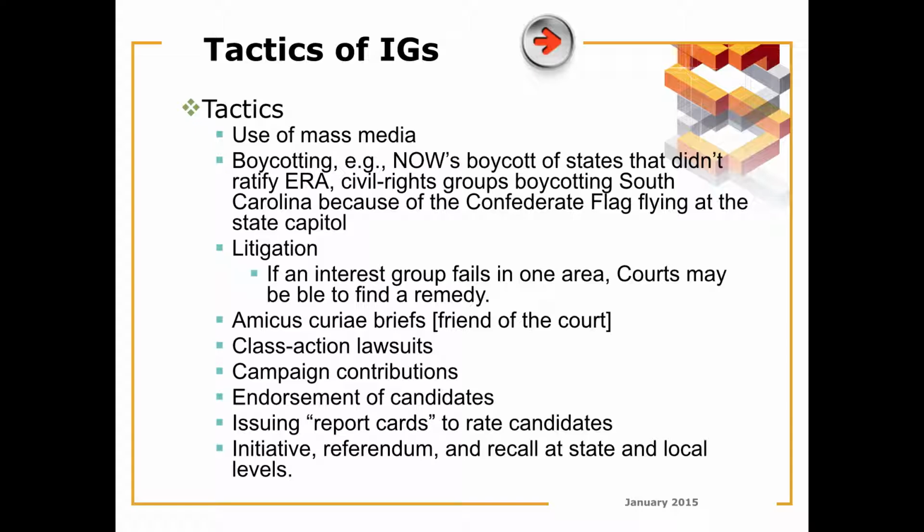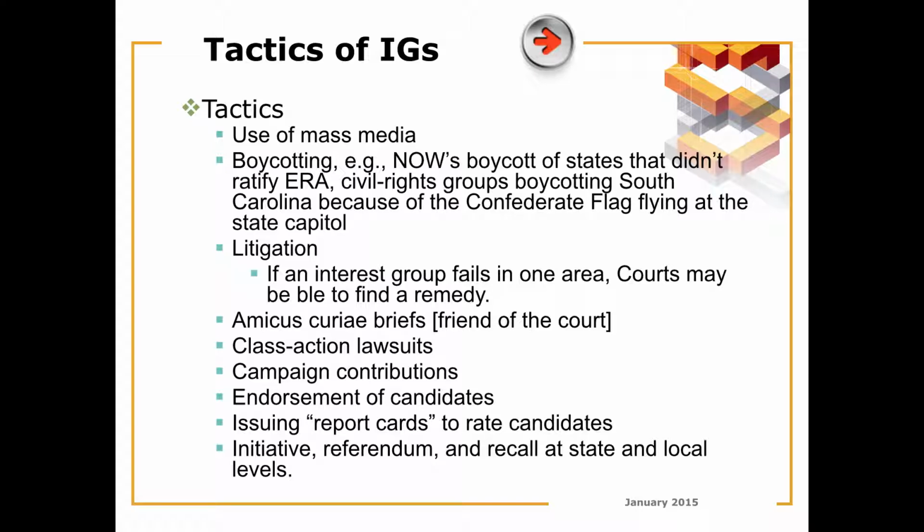Then there's boycotting, and again, boycotts usually don't work, but people like to make a big deal out of it. It's very short-lived. Two examples would be the National Organization for Women's boycott of states that didn't ratify the ERA. Since you probably haven't heard about it, it's kind of a statement on how effective it was. Civil rights groups for a while boycotted South Carolina, said we're not going to hold any conventions, or recommended people not visit South Carolina, because they were still flying the Confederate flag at the state capitol. They no longer do.